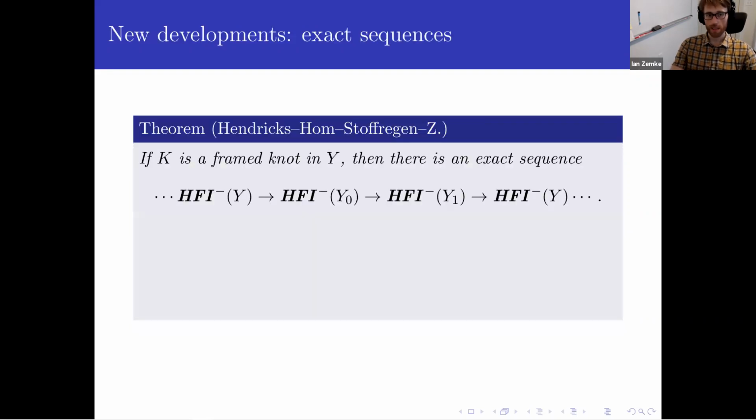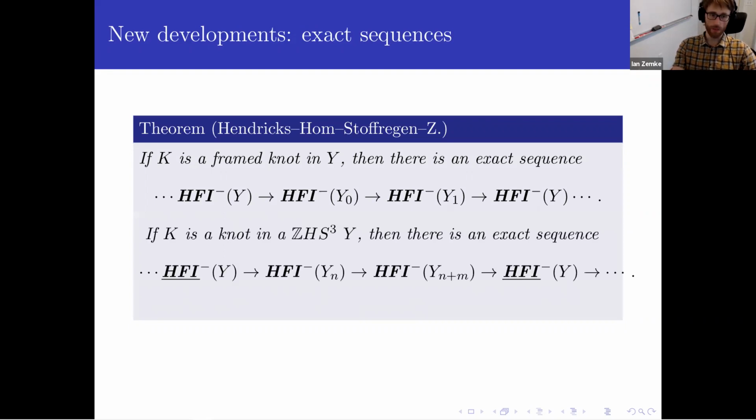So this is the point of the talk: we're going to summarize the results we've proven. This is the more recent work with Hendricks, Hom, Stoffregen, and myself. We proved this surgery exact sequence, and we proved another one, which, if you know how Ozsváth and Szabó's mapping cone formula works, you'll recognize.